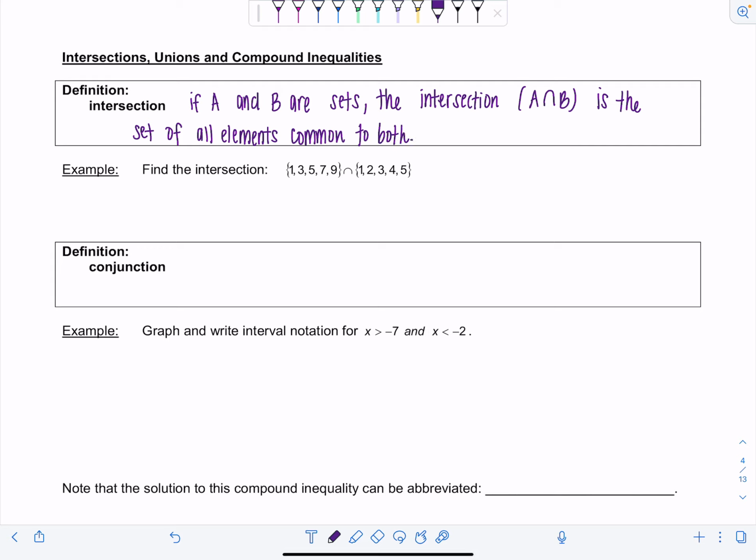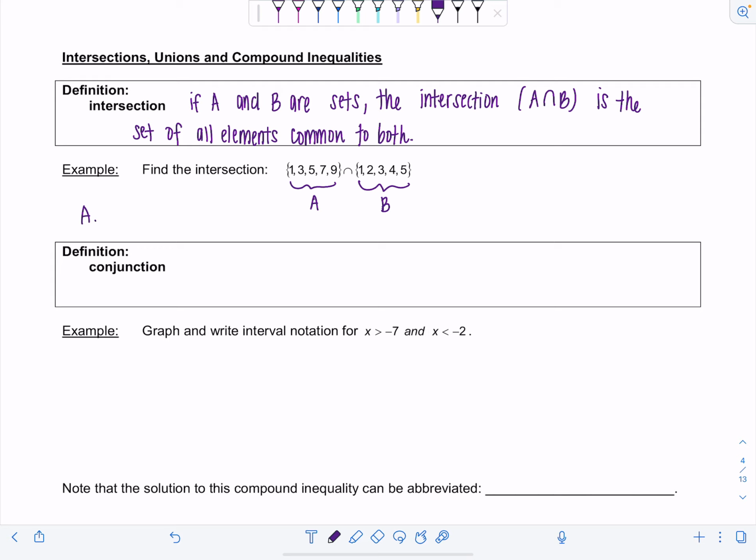Where they overlap. All right, you might have seen this illustrated with Venn diagrams as well. I'll throw one in there for you if you like. So here, let's look at an example. Find the intersection. We have one set. You can think of that as set A if you like: 1, 3, 5, 7, 9. And then notice we're taking the intersection of that set with the next set, B: 1, 2, 3, 4, 5.